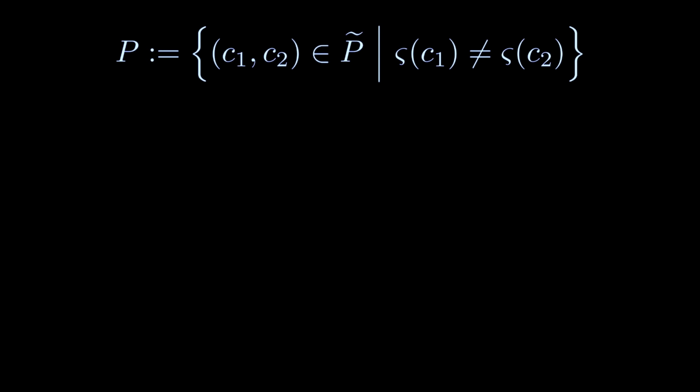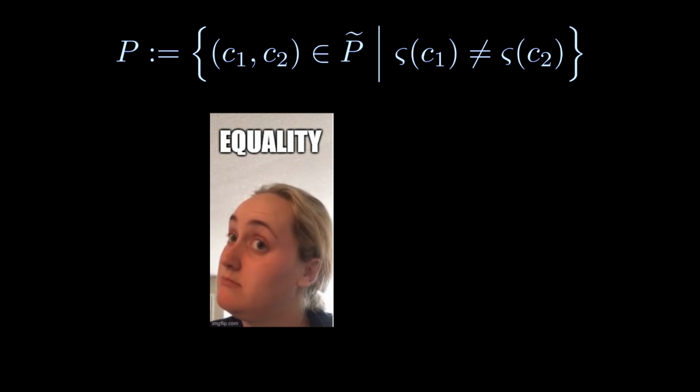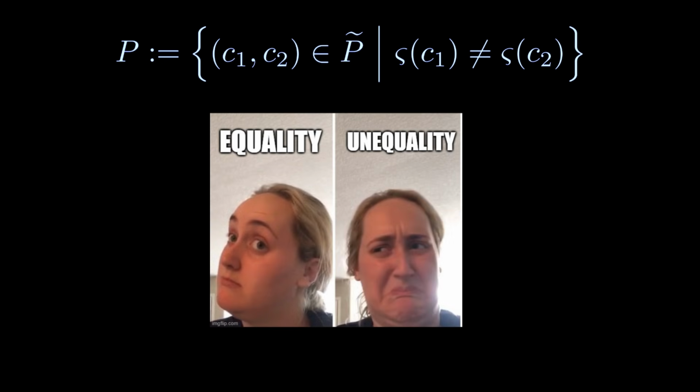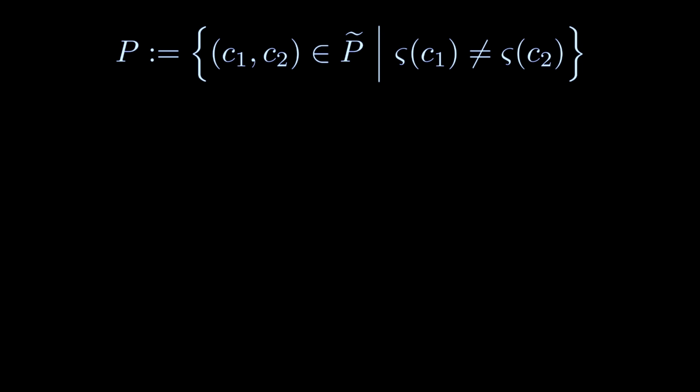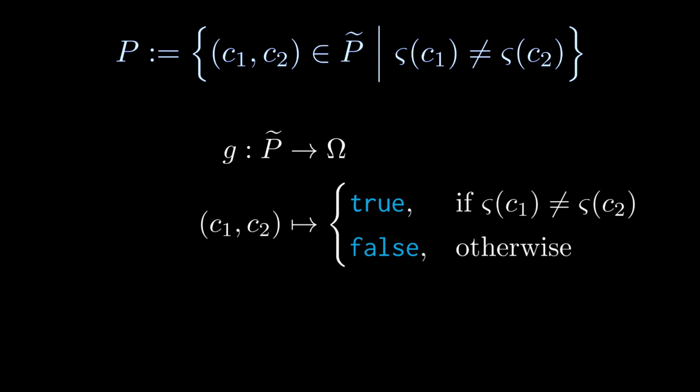In set builder notation, we want the set of all pairs C1 and C2 in P tilde such that sigma of C1 is not equal to sigma of C2. Although our diagrams do really well when dealing with equality, they can't really express inequality. However, we can rectify this by using special functions. Consider the two-element set omega, holding an element called true and another element called false. We can define a function g that takes a pair of cards in P tilde and returns true whenever the two cards in the pair have different suits.